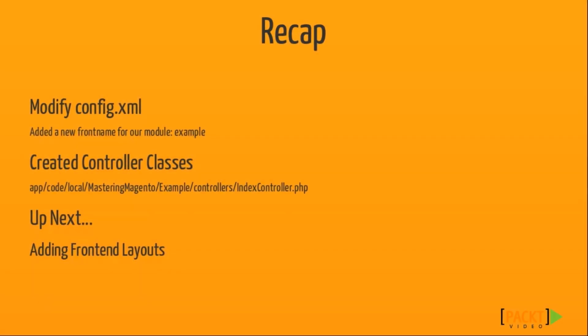So let's recap. We started out by modifying the config.xml file for our module. We added a snippet of XML code, which declared a front name for routing all of our controllers. Next, we created the controllers themselves inside of our module. Coming up next, we'll turn these controllers into something a little bit more functional by adding layouts. So stay tuned.